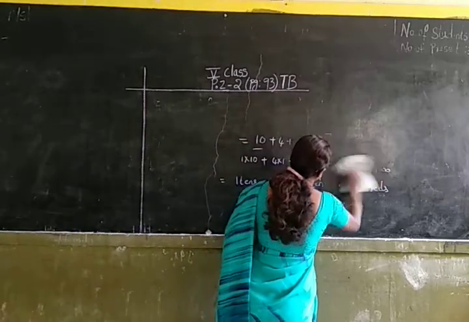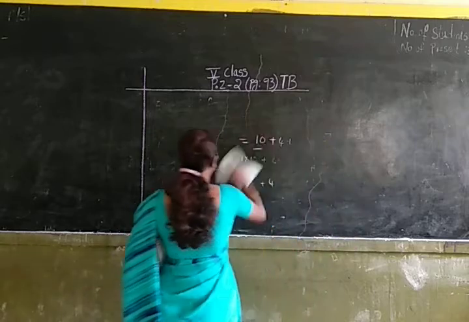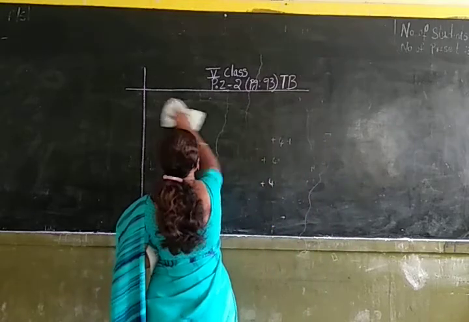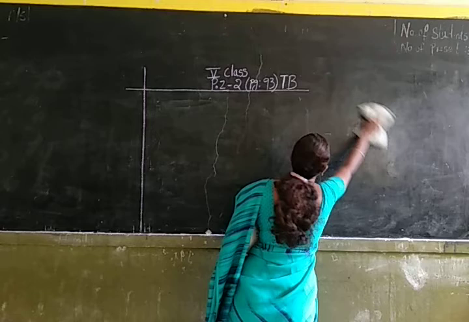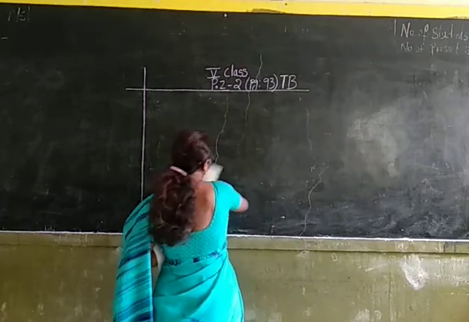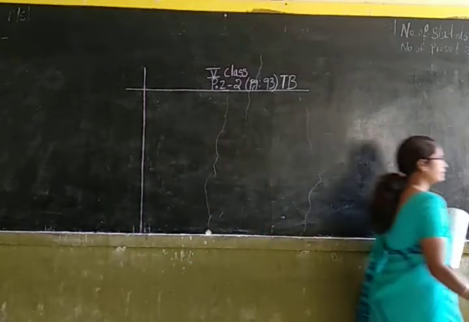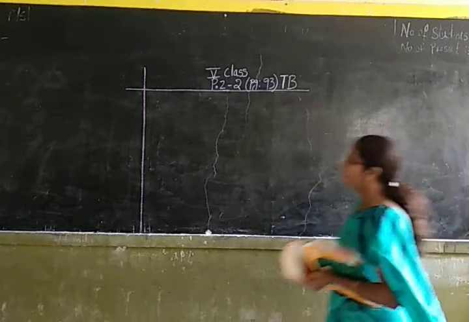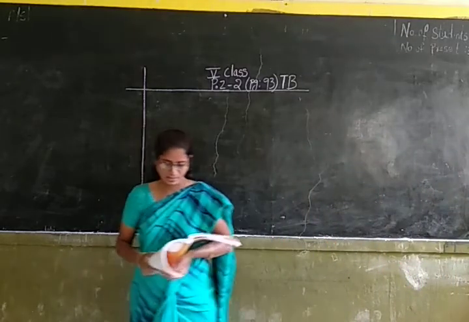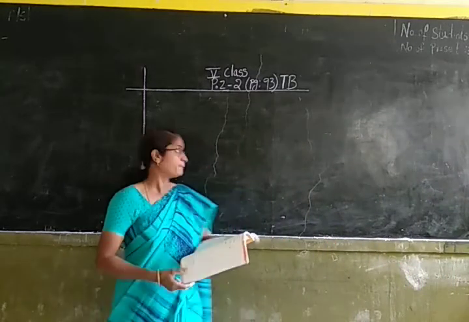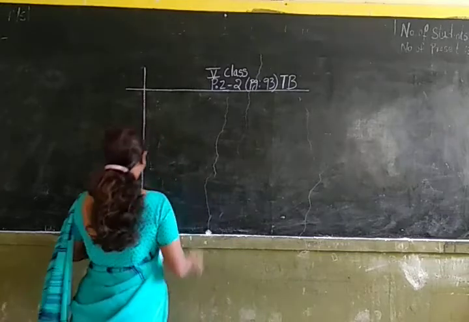Now let us write down the expanded form for the numbers given in the practice zone 2, page number 93 of the textbook.